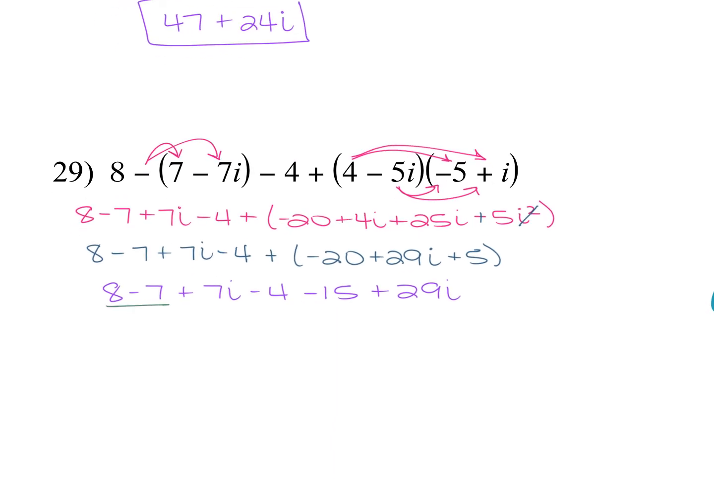8 minus 7 is 1. 1 minus 4 gives us negative 3. Negative 3 minus 15 is negative 18. Then we have 7i and 29i, which gives us a positive 36i.